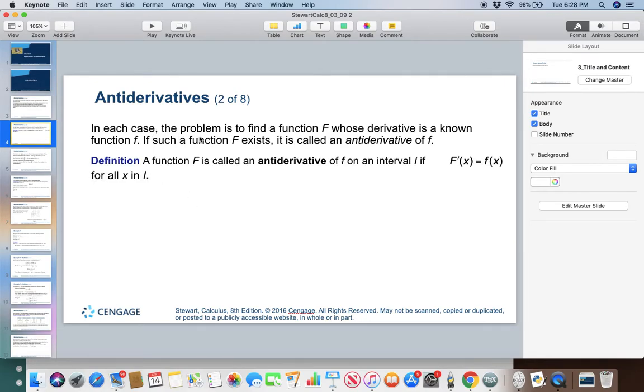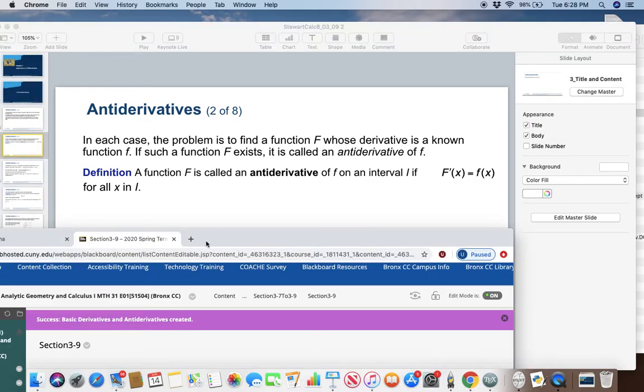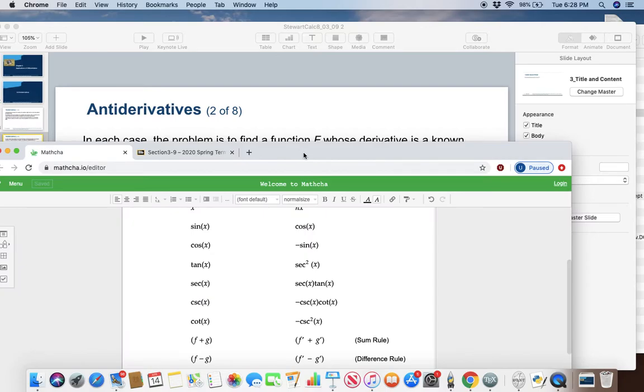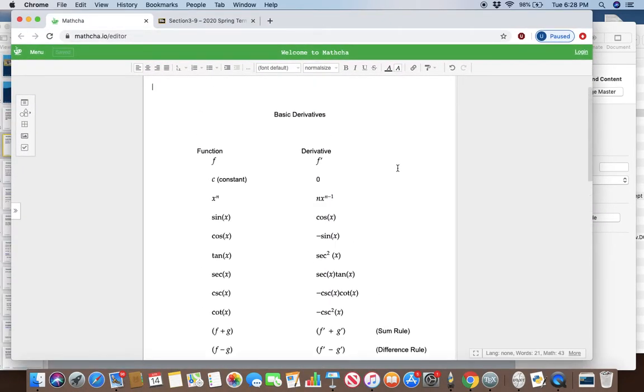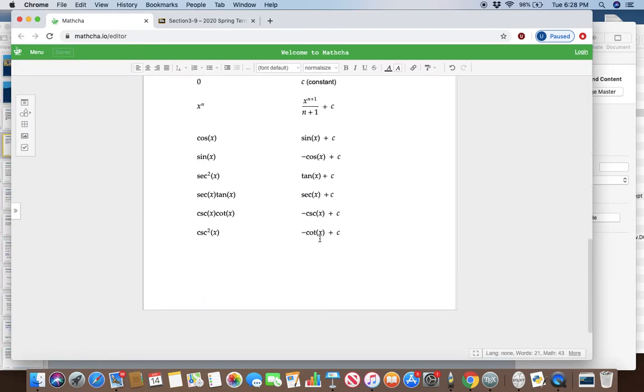In each case, the problem is to find a function F whose derivative is a known function f. If such a function F exists, it is called an antiderivative of f. A function F is called an antiderivative of f on an interval I if F prime of x is f of x. What this means is the simple case of going back in the derivative table. So this is the file that I talked about, basic derivatives and antiderivatives.